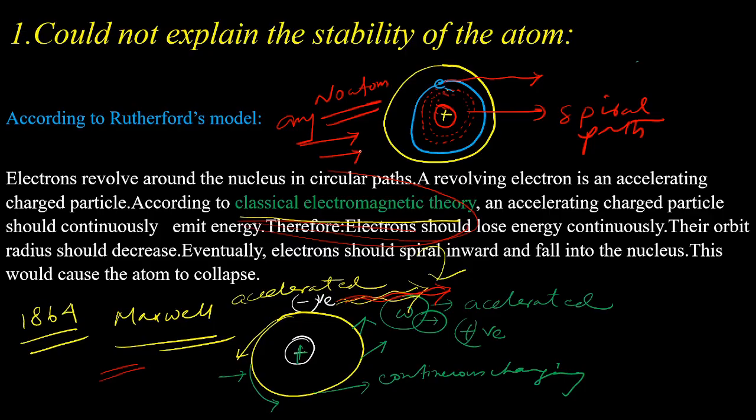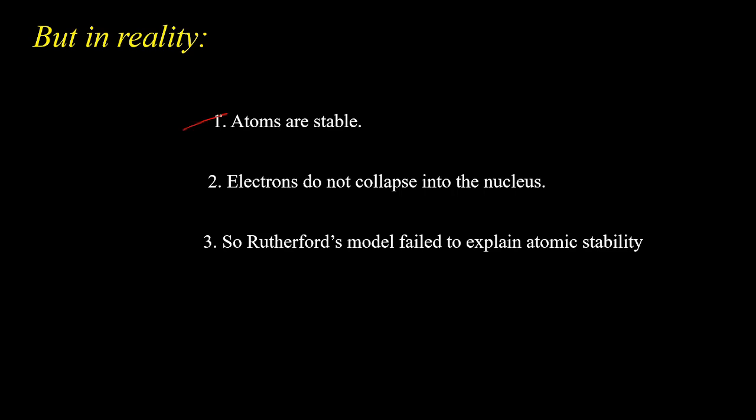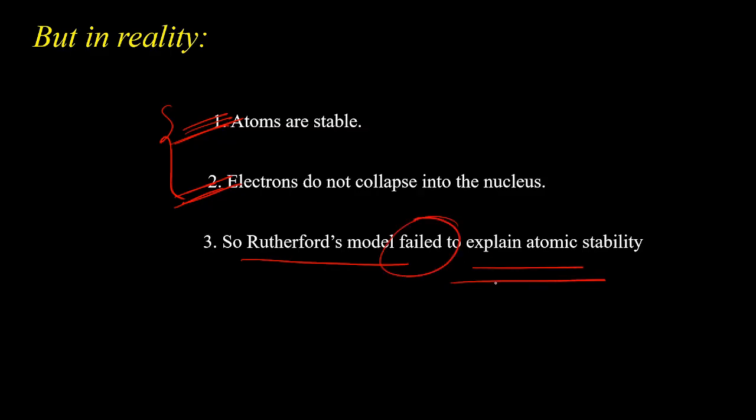But this is not the case. Actually, atoms are stable. Electrons do not collapse into the nucleus. These are observed in experiment, right? Atoms are stable and electrons do not collapse into the nucleus. So Rutherford's model failed to explain atomic stability.